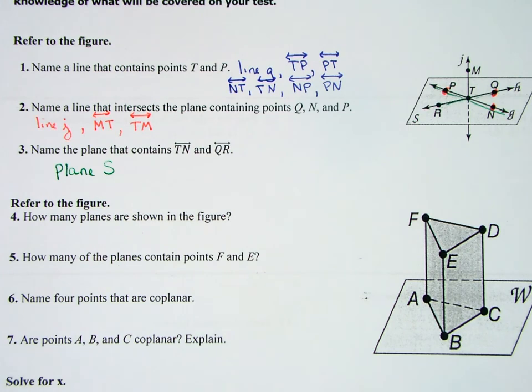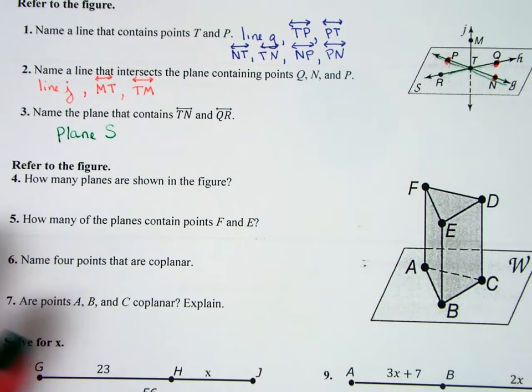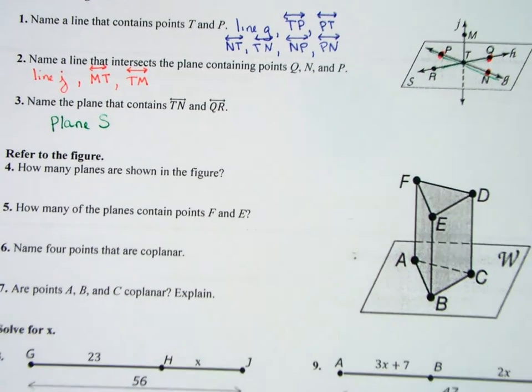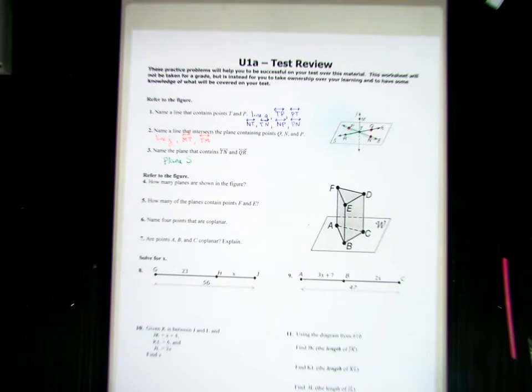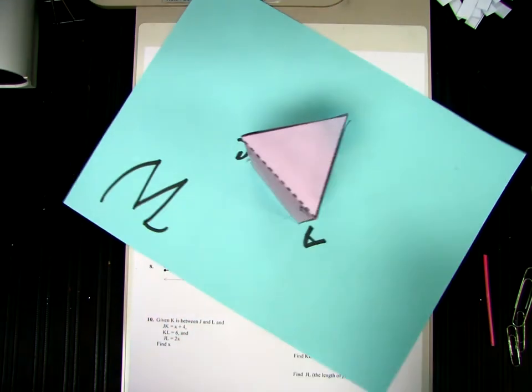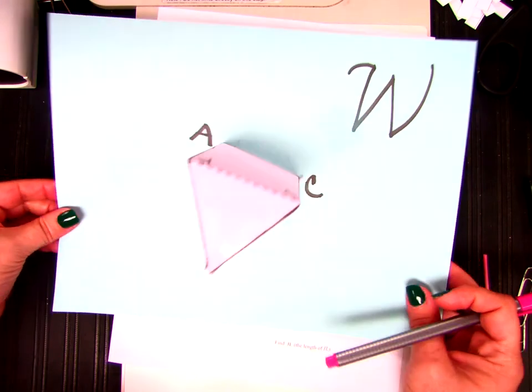All right. Number 4 through 7, we're going to be looking at this picture here. I don't know if I can get it to show up underneath, but I actually have a 3D representation of that exact same thing.